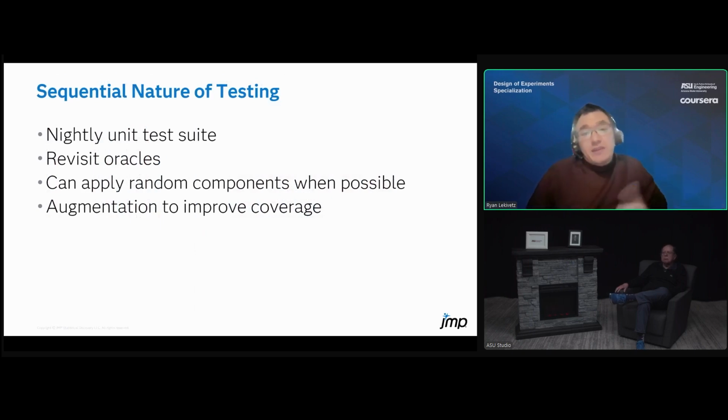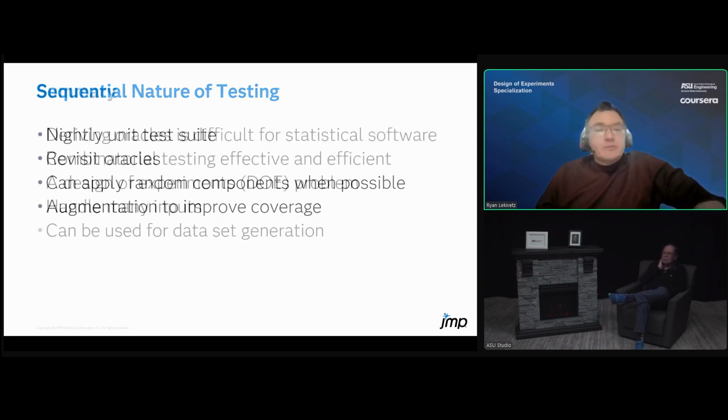Now, with this, there is actually a sequential nature of testing. We have a nightly unit test suite, so every night these tests were being run, which allows us to revisit those oracles. And with software in particular, because we can always go back and test, you can always apply these different random pieces whenever possible. And you can always add runs to improve coverage as well.